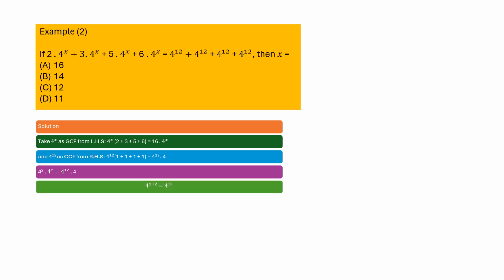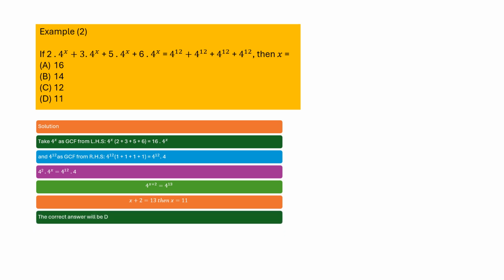We can apply the addition of powers for the same base. When we multiply the same base, you must add the powers. So the left hand side will be 4 power x plus 2 equals 4 power 13. Since base equals base, then power equals power. This is a rule in the exponent lesson. So x plus 2 equals 13. Subtract 2, so x will be 11. So the correct answer will be D.